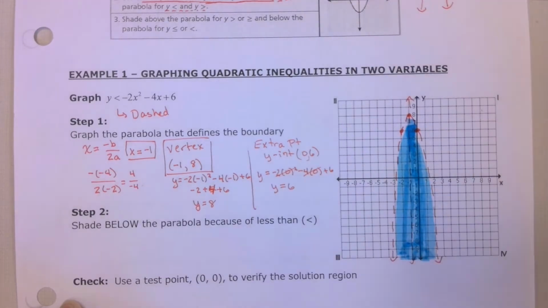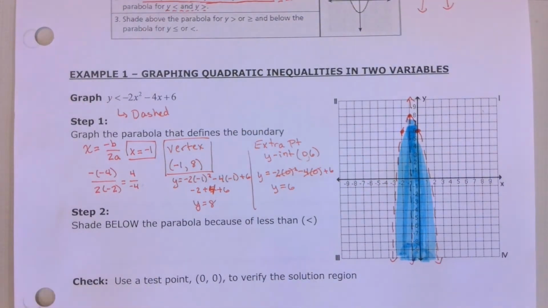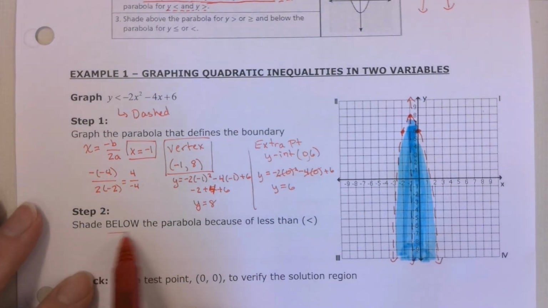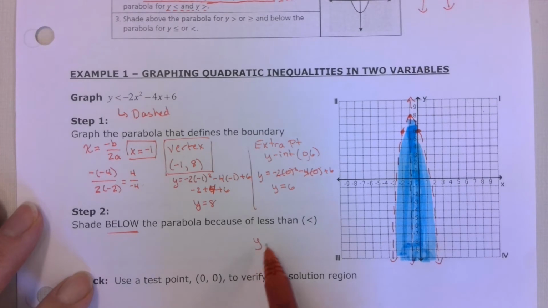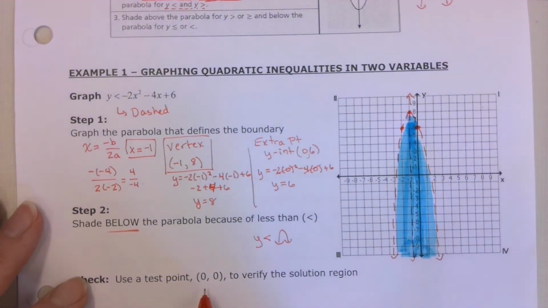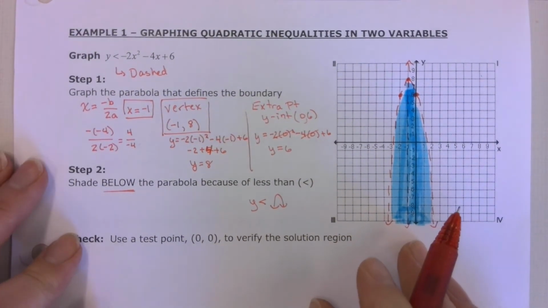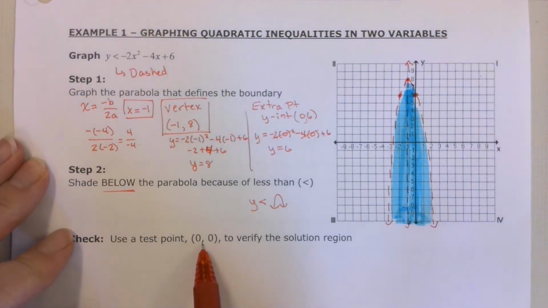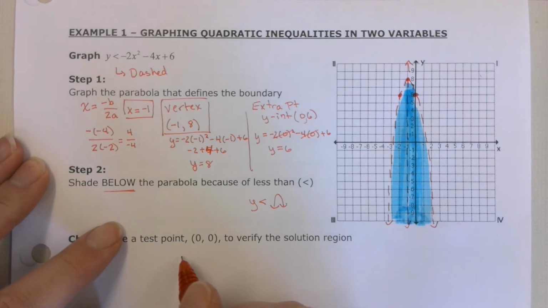So we are shading less than. Now, sometimes it's hard to determine or you're unsure of it. So the other way to determine that we are shading below, because y was less than the parabola, would be to use a test point. And the easiest test point to use is 0, 0. So I'm going to take this point 0, 0 and plug it in and see if it's true.